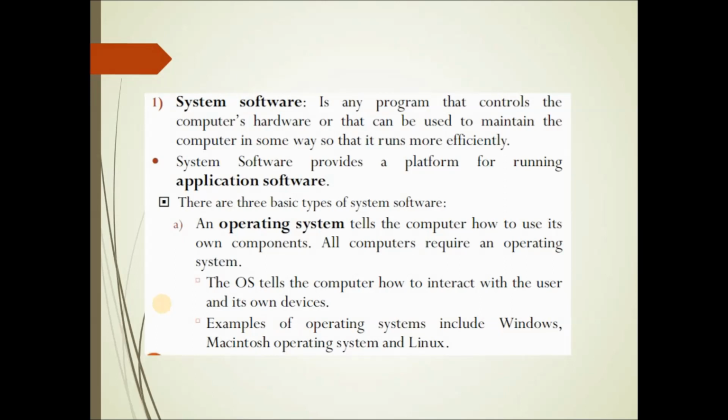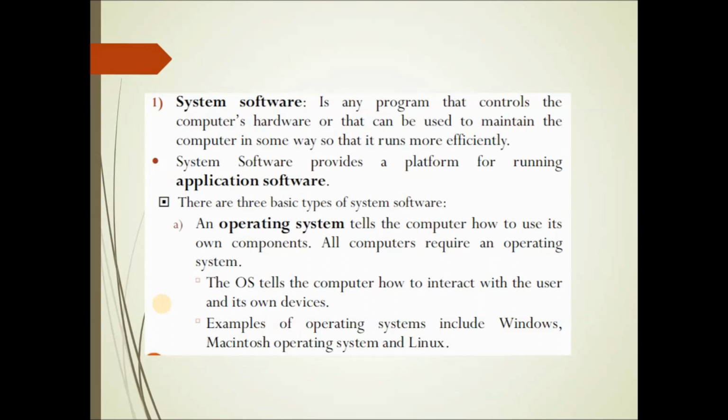System software means the software which controls the hardware. An example of system software is the operating system. So what about the operating system? The operating system is the interconnection between the user and hardware, right? Suppose this hard disk is there, RAM is there, motherboard is there, that means the system is there. So how does the system have to work?